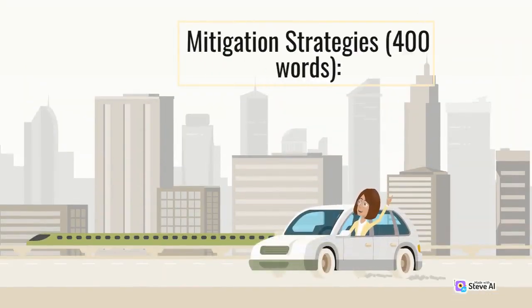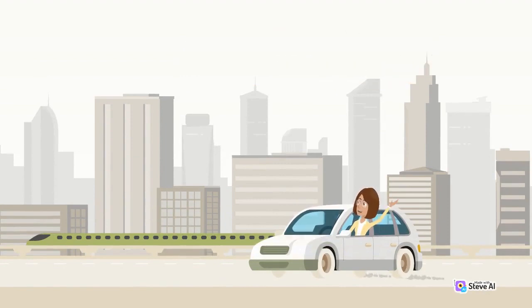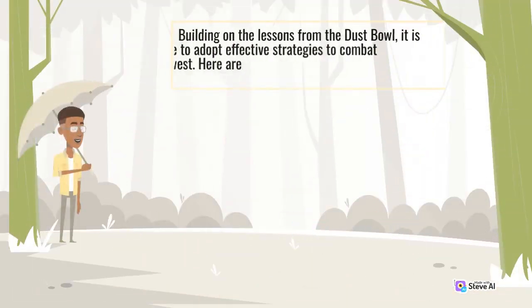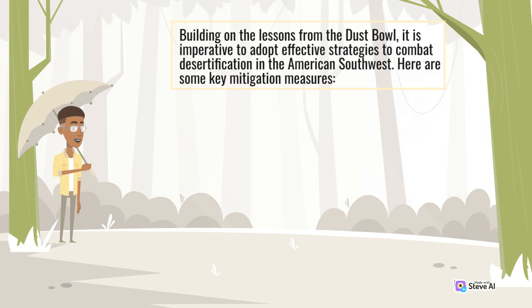Mitigation strategies. Building on the lessons from the Dust Bowl, it is imperative to adopt effective strategies to combat desertification in the American Southwest. Here are some key mitigation measures.